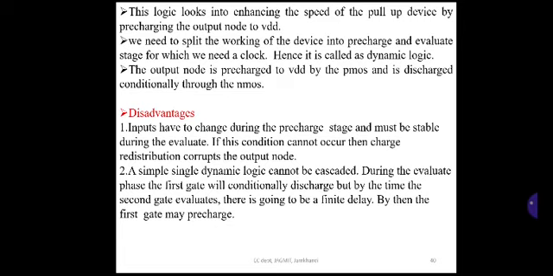So the operation of this circuit is split into two parts. One is precharge, another one is evaluate. This logic looks into enhancing the speed of the pull-up device. The pull-up device is used to increase the speed by precharging the output node to VDD. So the output node is precharged to VDD by the PMOS and discharged conditionally through the NMOS. So we will see how it works.